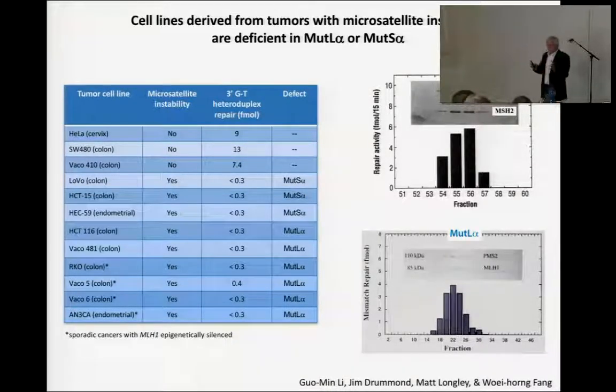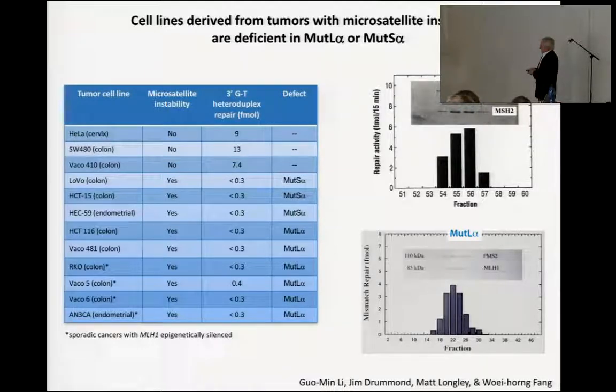And we now know from work in a number of labs, work pioneered by Richard Kolodner and Bert Vogelstein, that hereditary defects in either of these two heterodimers are the primary cause of Lynch syndrome, one of the most common forms, as I said, of hereditary cancer. It accounts for somewhere between 3 and 5% of all colon cancers in the clinic.